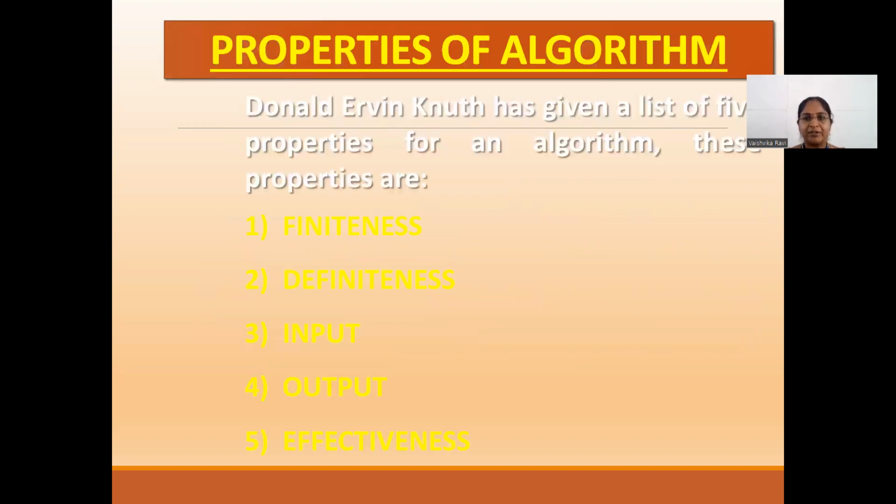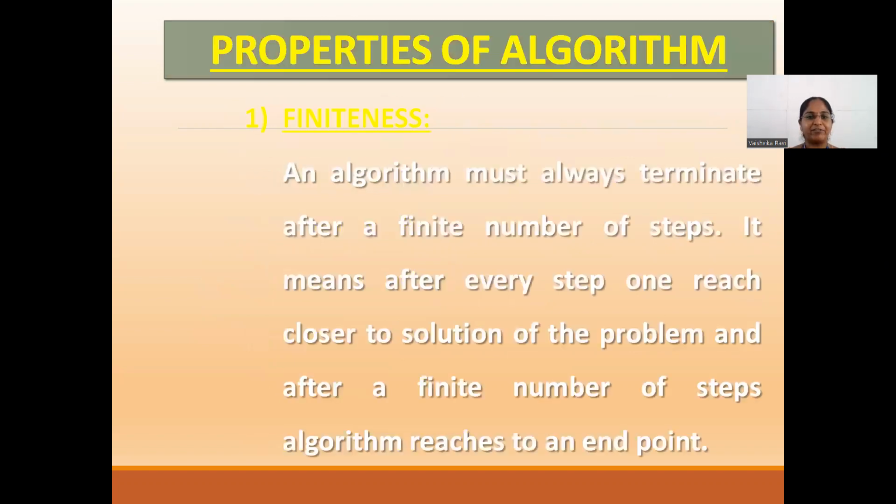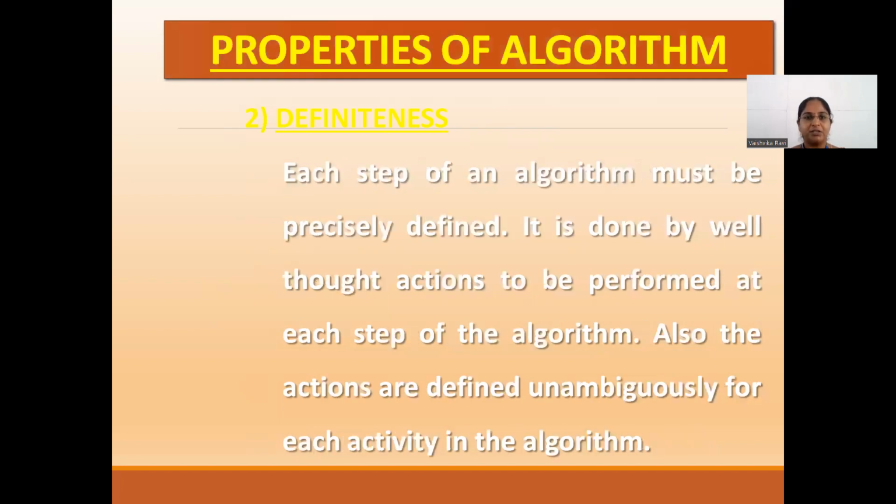According to Donald Ervin Knuth, it has 5 properties. They are finiteness, definiteness, input, output, and effectiveness. Finiteness: an algorithm must always terminate after a finite number of steps. It means after every step, one reaches closer to a solution of the problem after a finite number of steps. The algorithm reaches an endpoint.